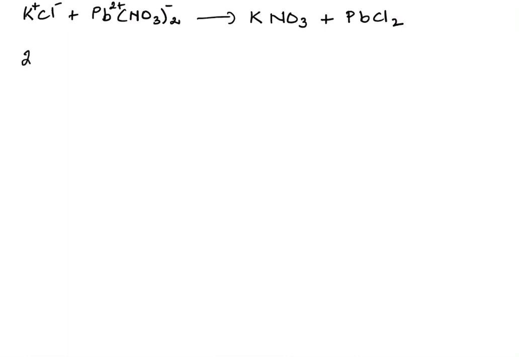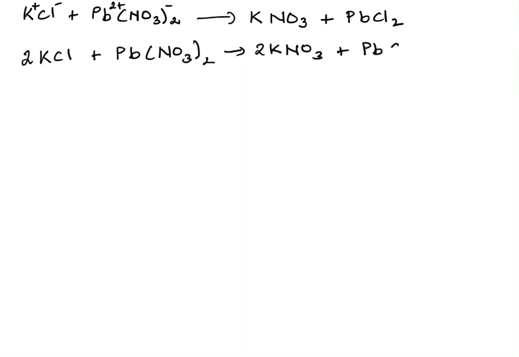So 2 KCl plus Pb(NO3)2 will give you 2 KNO3 plus PbCl2.